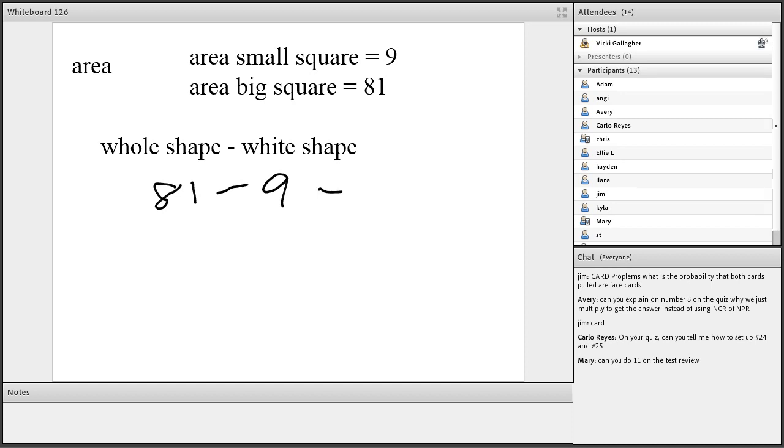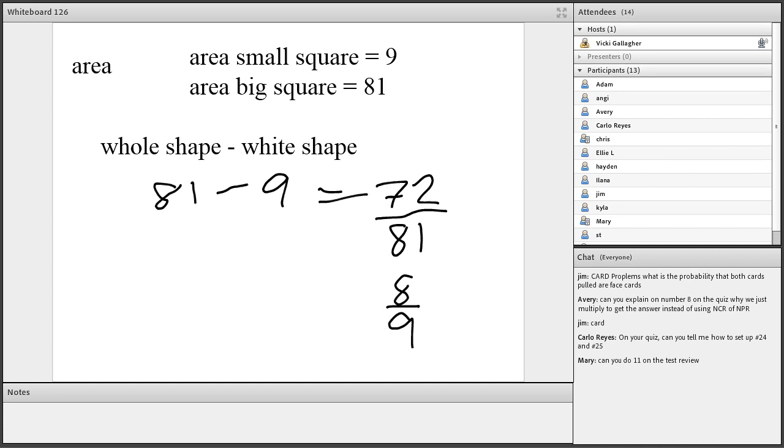So the area of the shaded region is 72. And then you always want to do probability over the area of the whole shape, which in this problem was the big square. So you're going to do 72 over 81. And then that can simplify. Those are both divisible by 9. And so you will get 8 over 9. So that was the answer to number 24.